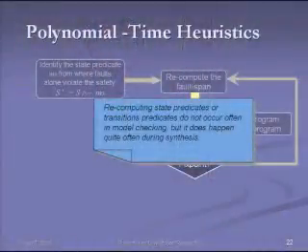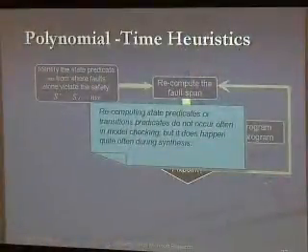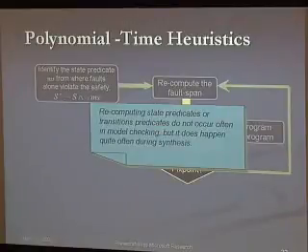Now, one thing that I want to emphasize is this sort of recomputation does not occur in model checking, right? In model checking, we compute the whole set of reachable states, and that's it. We just want to verify something. Whereas in program synthesis, a lot of time is spent on this sort of recomputation of state predicates or transitions.